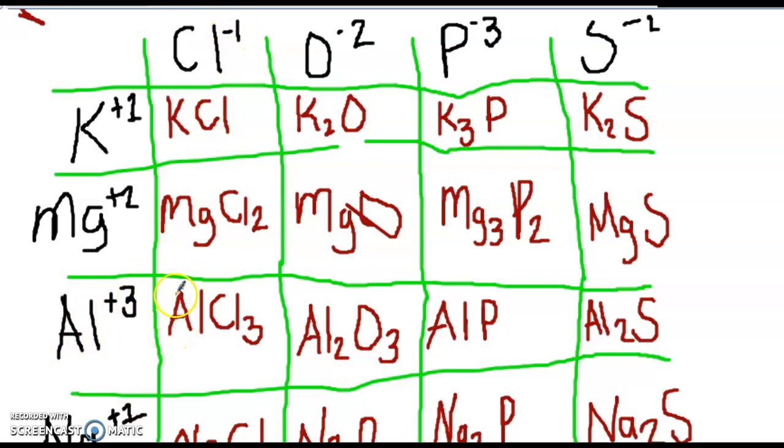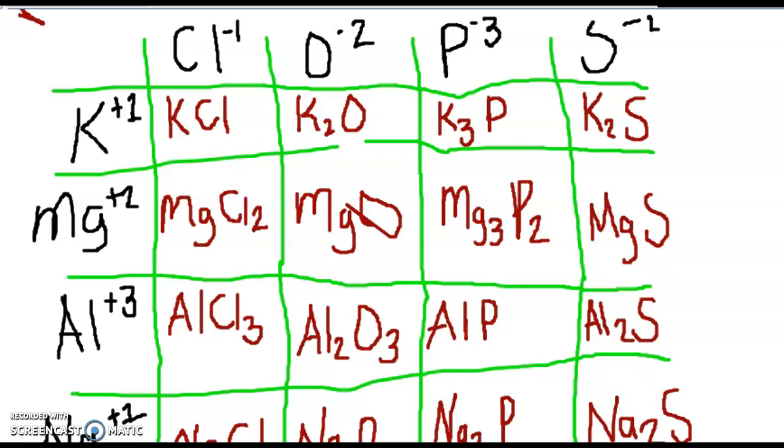So if you cross that, you're going to get AlCl3. Aluminum is plus 3 and oxygen is negative 2. So if you cross that, you're going to get Al2O3. If you take Al plus 3 and P negative 3, then that is going to become AlP, no subscripts because they're the same. And then finally, Al plus 3 and S negative 2, when you cross that, it's going to become Al2S. So again, just some little reminders here.